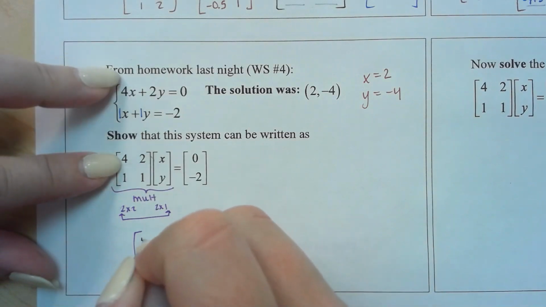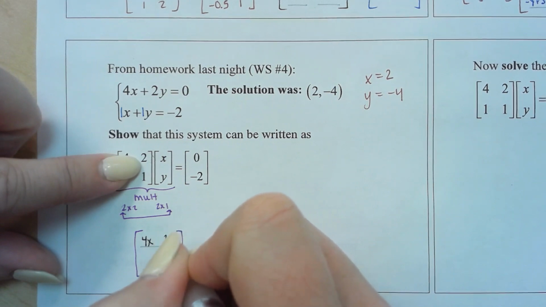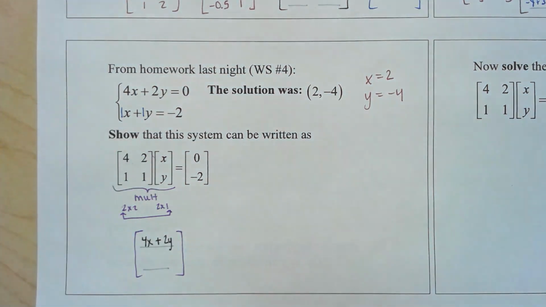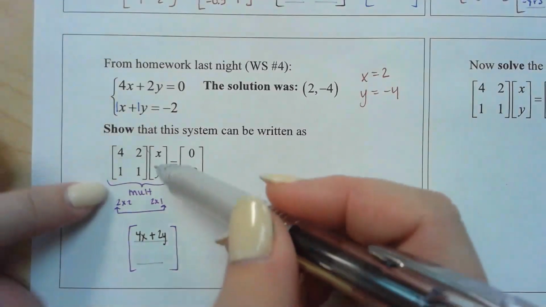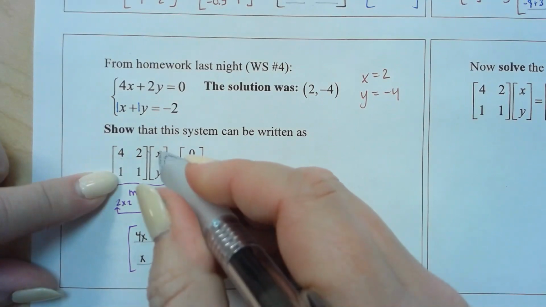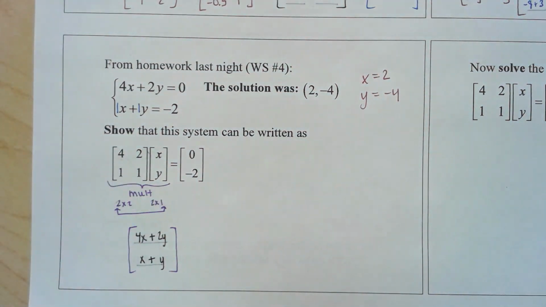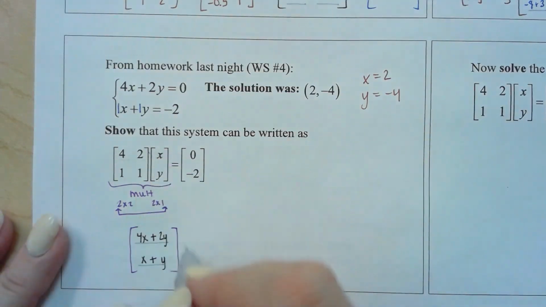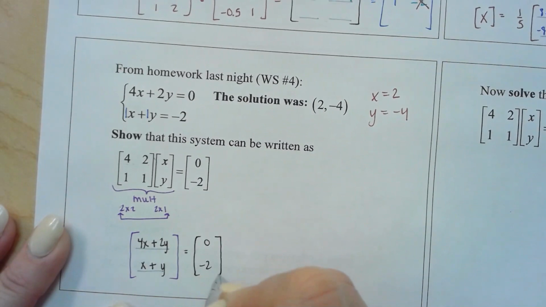I'm going to go side to side here, up and down here. 4 times x is 4 times x. Move both hands. 2 times y is 2 times y. We're going to add them together. Oh, look at that. 4x plus 2y. All right, second row, first column. 1 times x is 1x. Move both hands. 1 times y is 1y. Add them together. And then that should equal 0, -2.